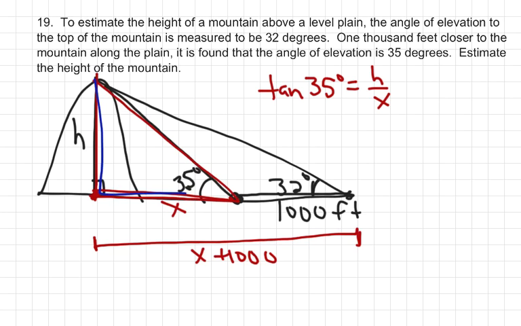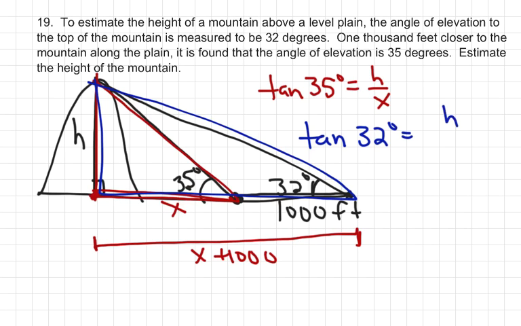Now I'm going to look at this triangle, which I'm also going to use tangent for. This time it's the tangent of 32 degrees is equal to the height of the mountain over the bottom of the triangle, which is x plus 1,000. Since the height of the mountain has to be the same for both triangles, we're going to solve both of these equations for h, and then set the two equations equal to each other to find out what x is.